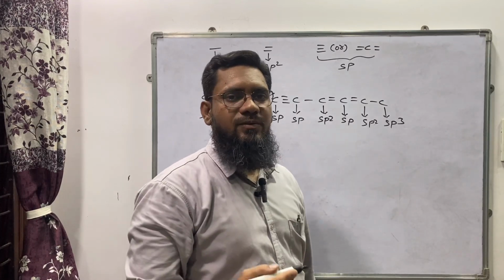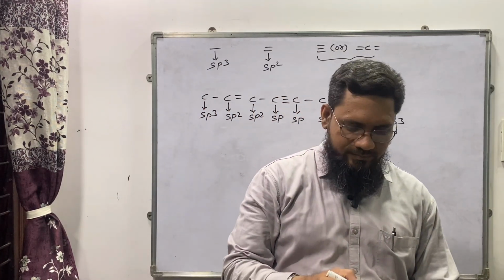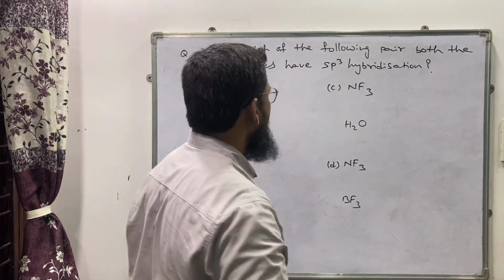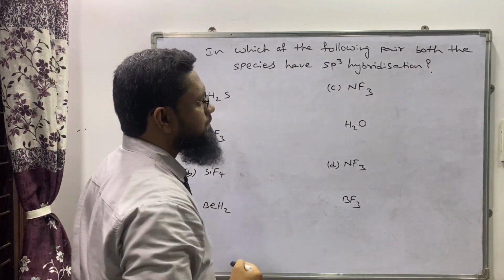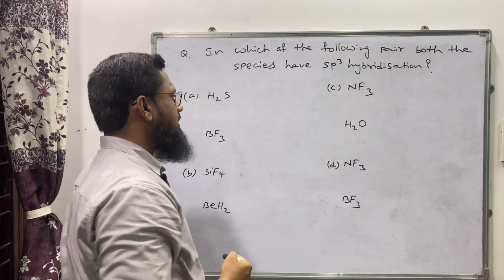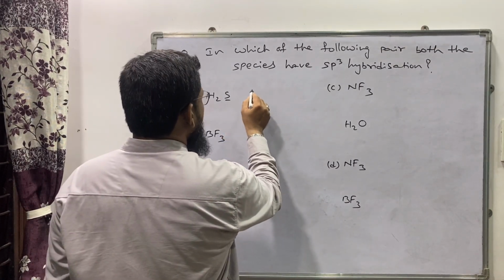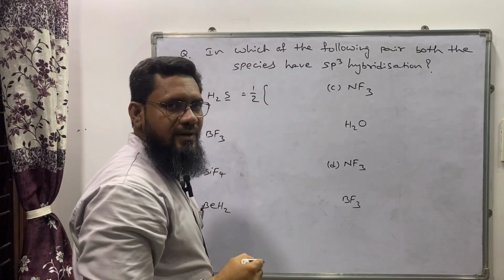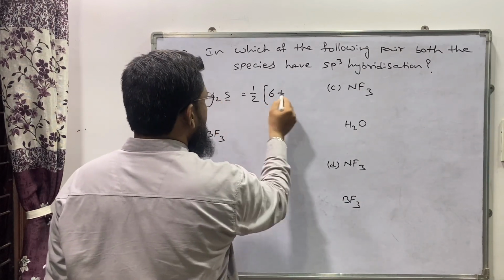Now let's solve the previous NEET as well as the JEE questions related to the hybridization. Okay dear students, let's solve the previous NEET question. Here they are asking, in which of the following pairs both the species have sp3 hybridization. So we need to identify which one is having the sp3 hybridization. So if we take the sulfur, let's use the formula half of V. You know sulfur is having 6 valence electrons. So V plus X, number of monovalent atoms are 2.